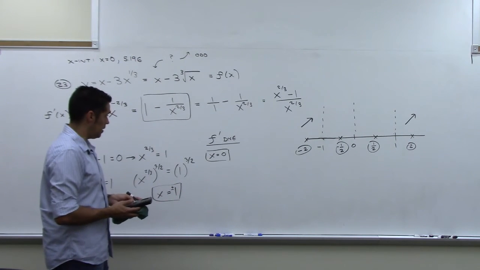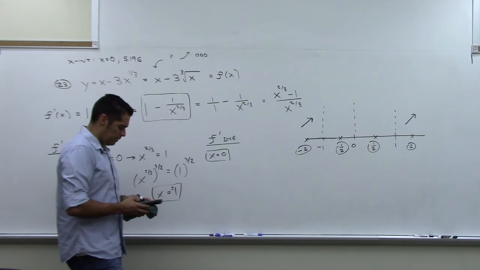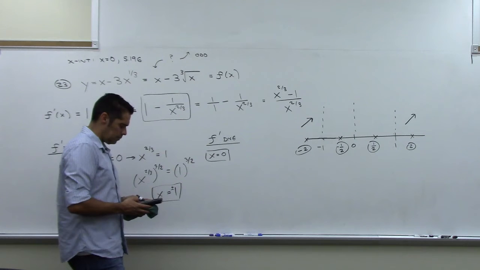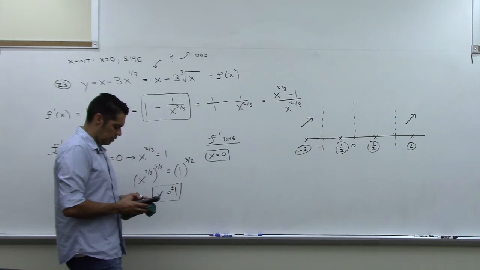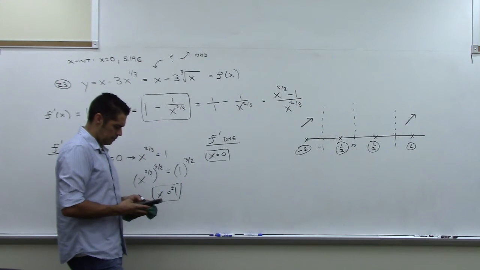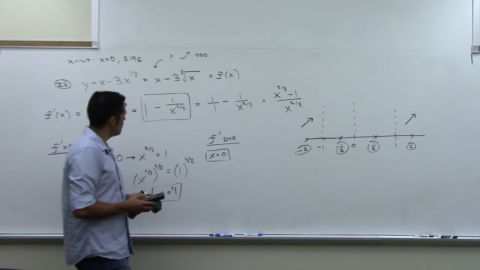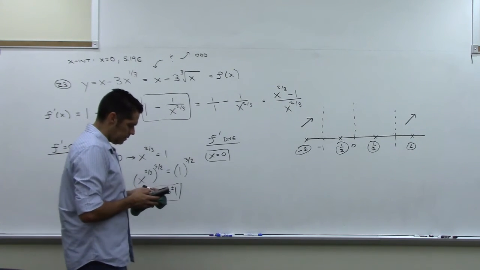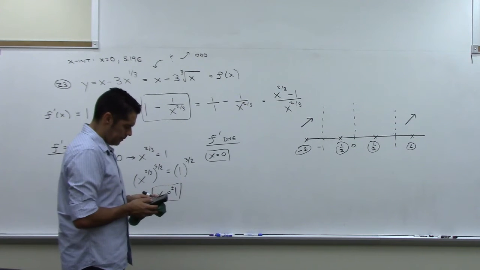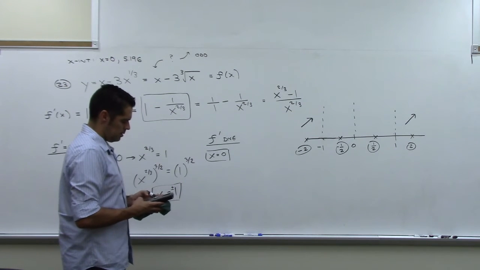I'm messing up here on my calculator. Okay, so I'm going to go 1/2 squared is 1/4. And then I'm going to take the cube root of that. And then I'm going to do 1 divided by that. I keep doing this wrong. Okay, so 1 divided by that.